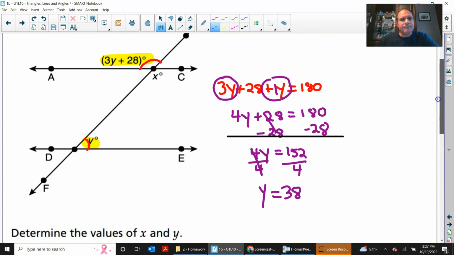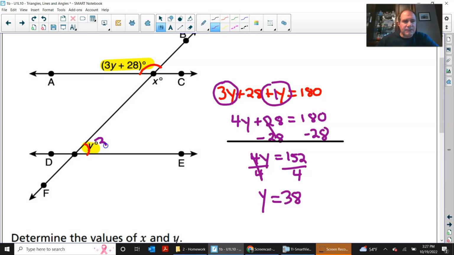I'm going to go back up. We still have to determine the measure of x. So we only have 38 there. So how do we get, if we have y, how are we going to get x? So if you're guessing that you have to substitute, you do. And a lot of the times they will give you a question where they have you solve for x, and then they have you solve for a different angle. In this case, y equals 38, so I know this is 38 degrees.